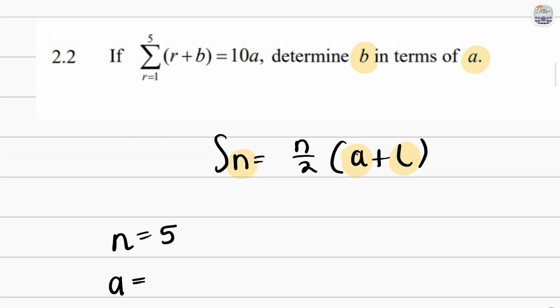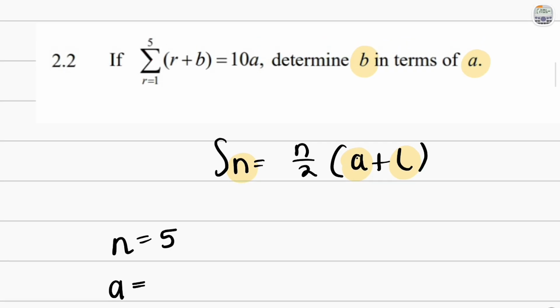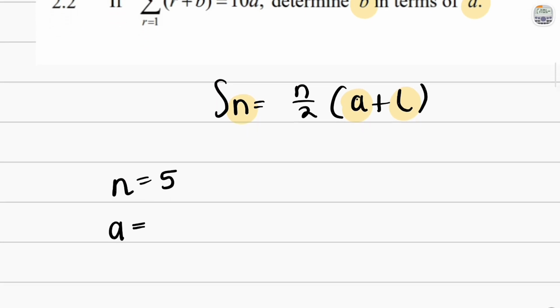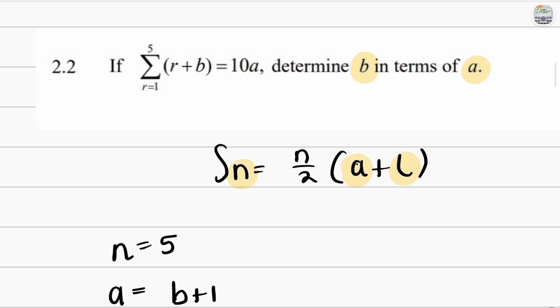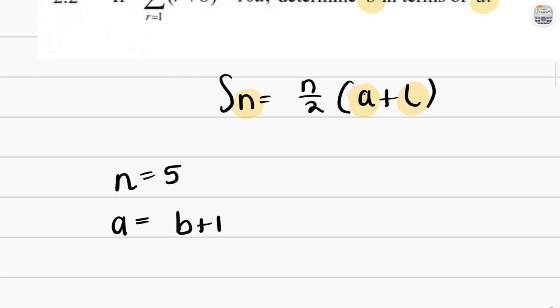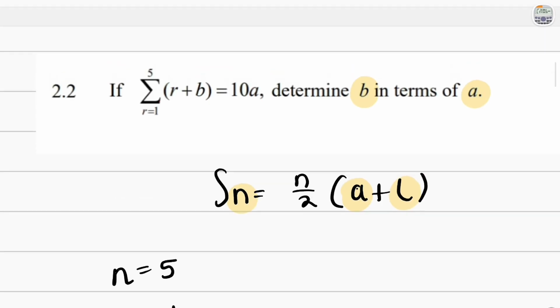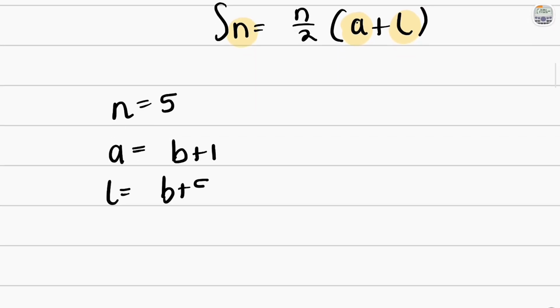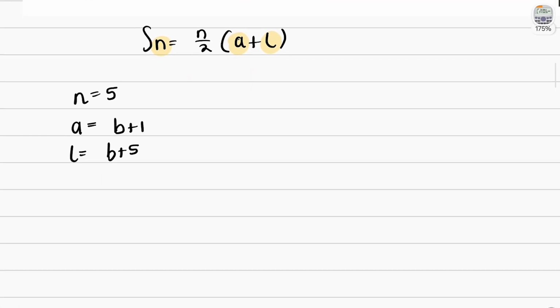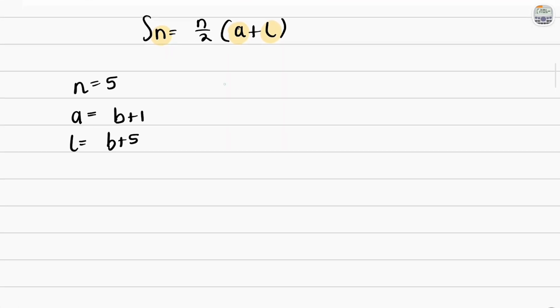And what is a? a is the first term. So it's a result of substituting this value that we start at. So that is r plus b, which is 1 plus b. I'll just call it b plus 1. And then the last term ends at r equals 5. So substitute 5 in place of r. And so l is equal to 5 plus b, and then we can just say b plus 5. So there we go. This is all we need.